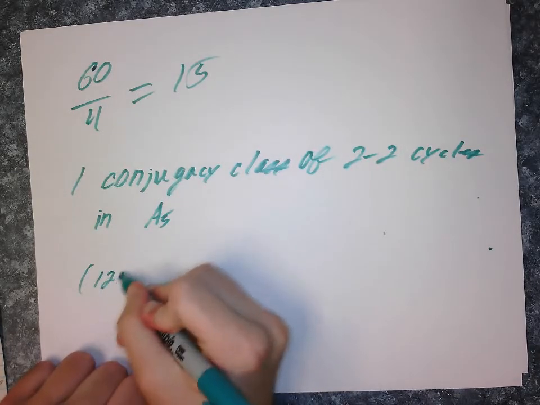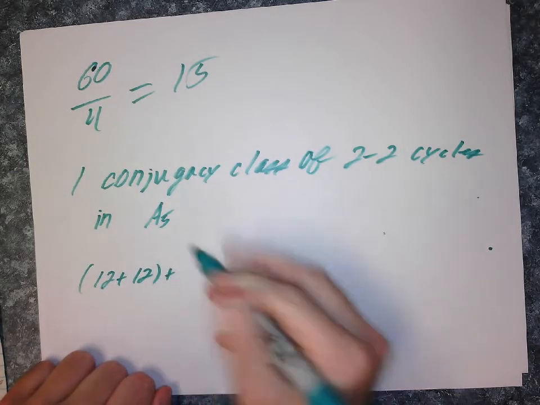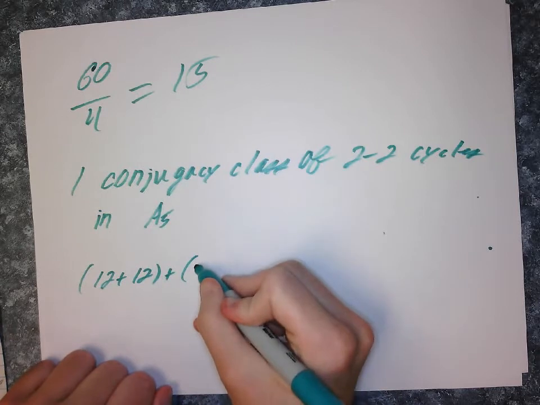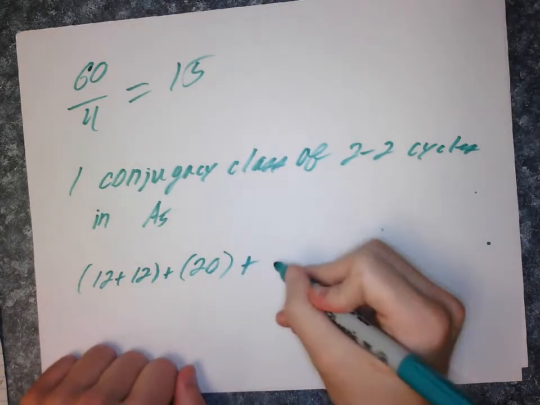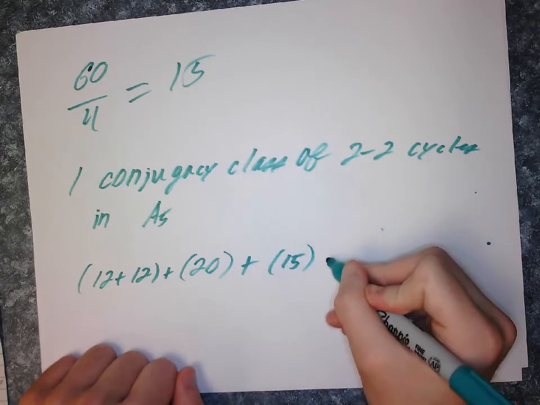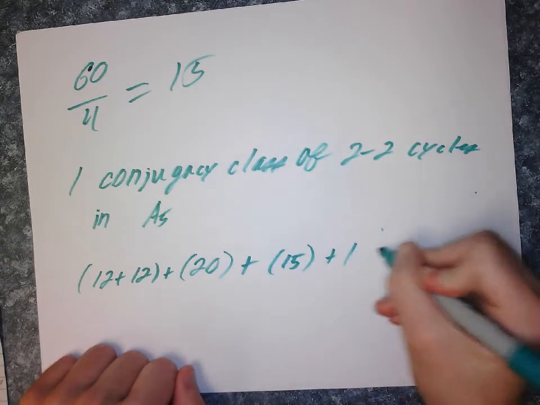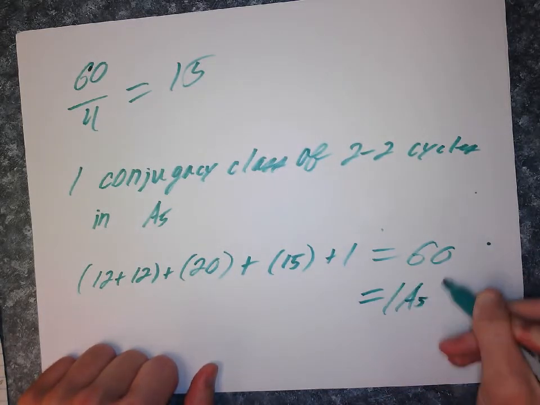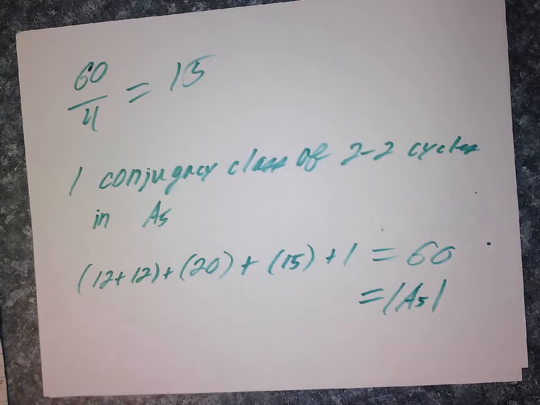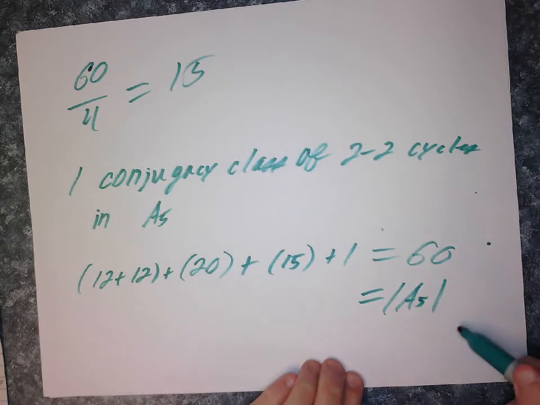Okay, and again, checking, we have 12 and 12 for the 5-cycles, 20 for the 3-cycles, 15 for the 2-2 cycles, which we just showed, and then the identity, which is 1. That sums to 60, which is the order of A5, which is exactly a check to know that we're doing everything right. And so, therefore, we have found all conjugacy classes of A5. And we're done. Woo!